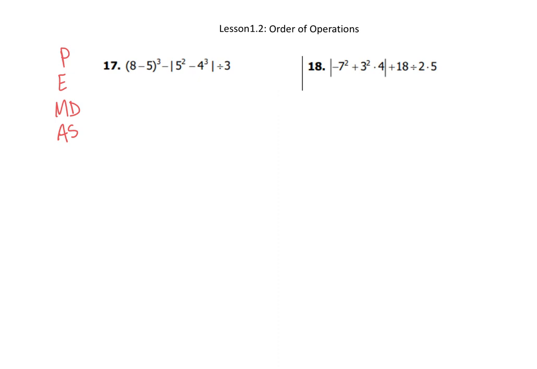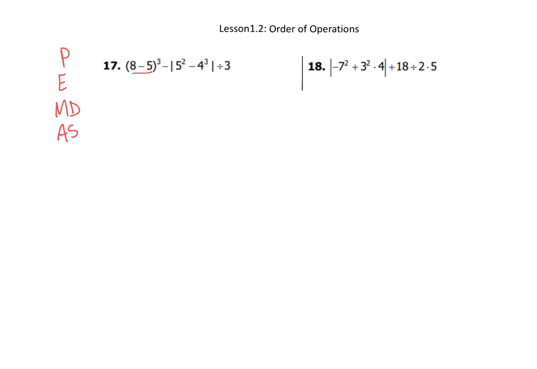Okay, on number 17, I have 8 minus 5 in parentheses being raised to the 3rd power, minus the absolute value of 5 squared minus 4 cubed, and then divided by 3. So working this through, do I have parentheses or other grouping symbols? And I do. Remember, we're looking inside of those grouping symbols to do what needs to be done inside of there first, and then we work our way outwards.